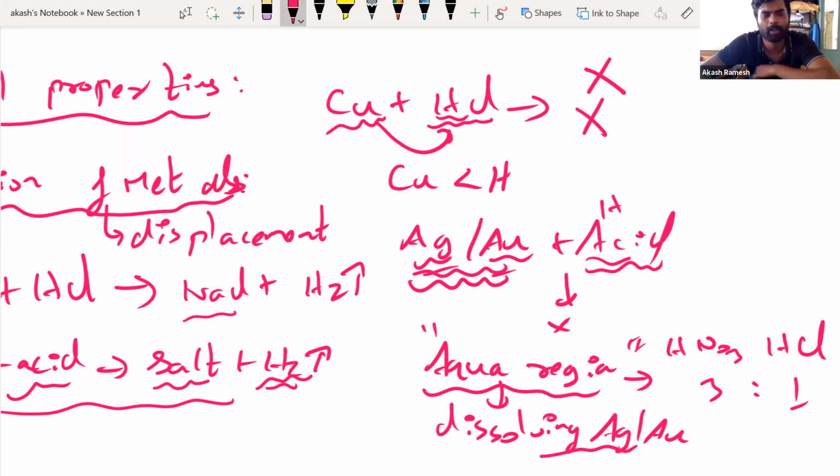This question keeps coming in board exams. What is aqua regia and what is it used for? And they will ask, what is the composition of aqua regia? You must tell that HCl and HNO3 are used, 3 parts of HNO3 and 1 part of HCl. You have to mention that in the exams if they ask this question.